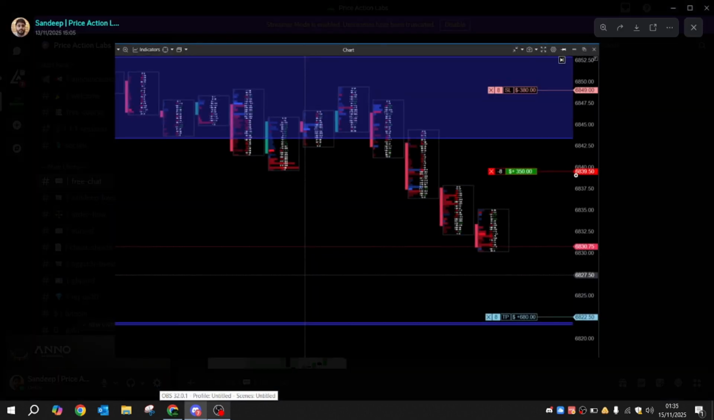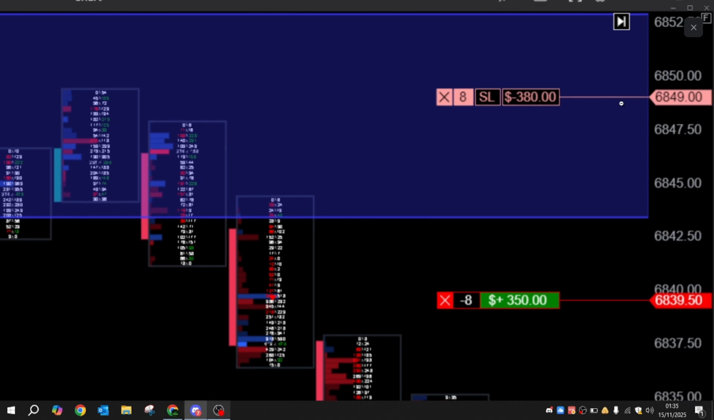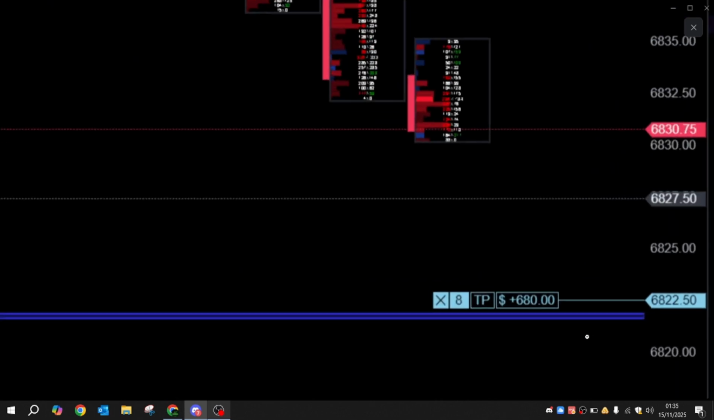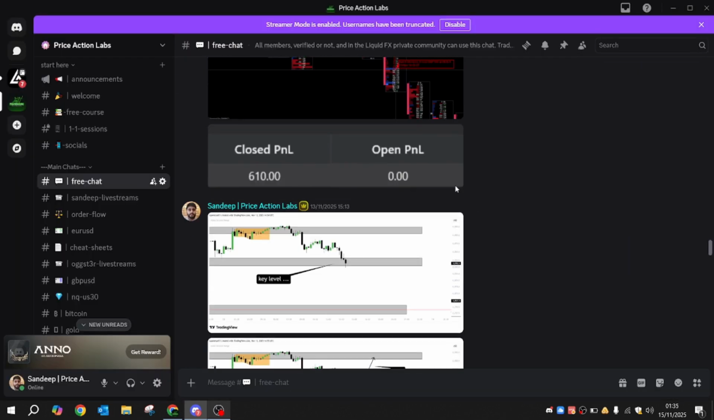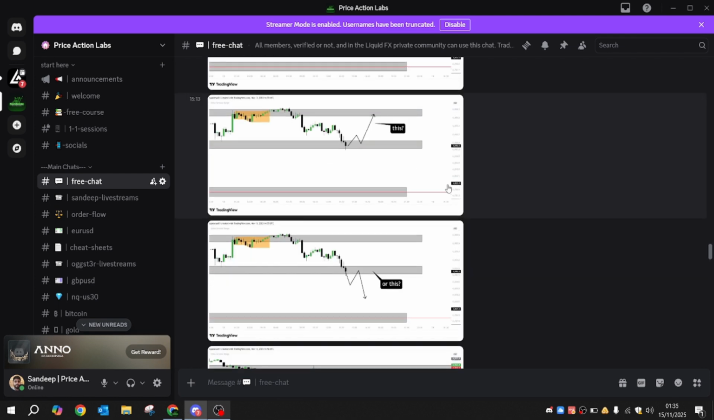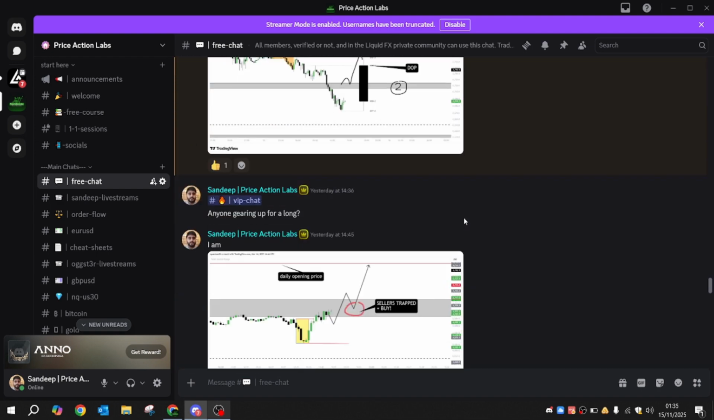So Thursday I took a short from 68.39, stop loss initially at 68.49, targeted 66.25, I think it was. I closed this trade early, so there was no profit, 6.10 for that day. So that's a 7-minute trade, so it's a very quick trade. And then we move on to Friday.